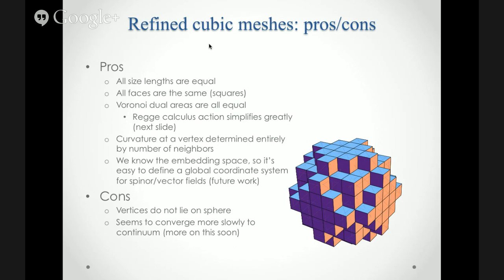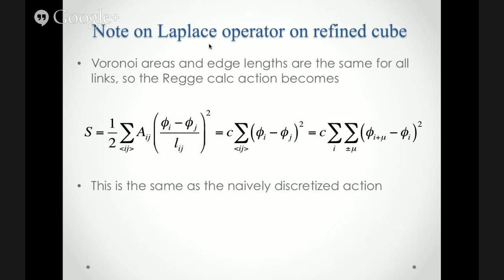All right, so the cons: the vertices don't all lie on the sphere. This is the choice you make. Either the edge lengths are all the same or the vertices all lie on the sphere. You usually don't get both. We'll look at the convergence soon, and it seems to converge more slowly to the continuum spectrum for the Laplacian operator when you put it on here.